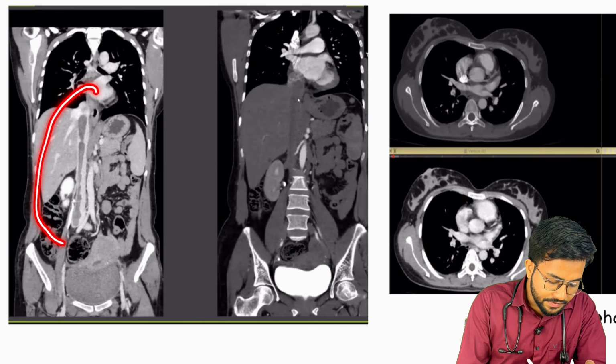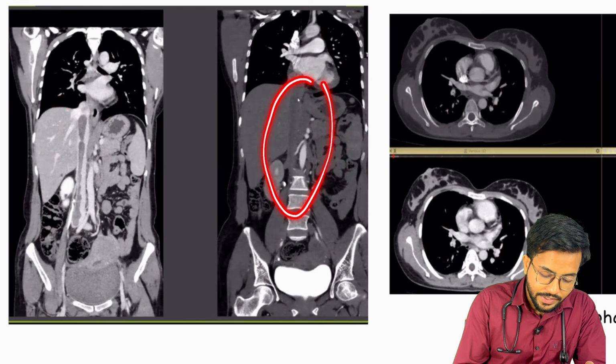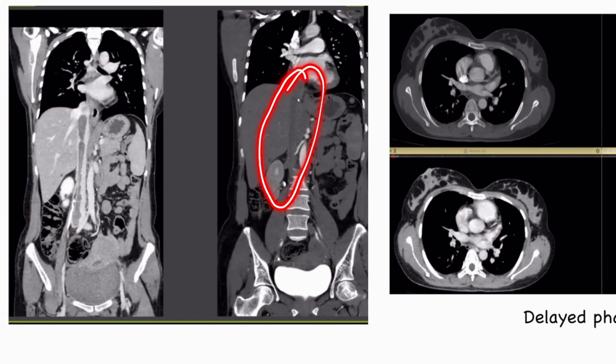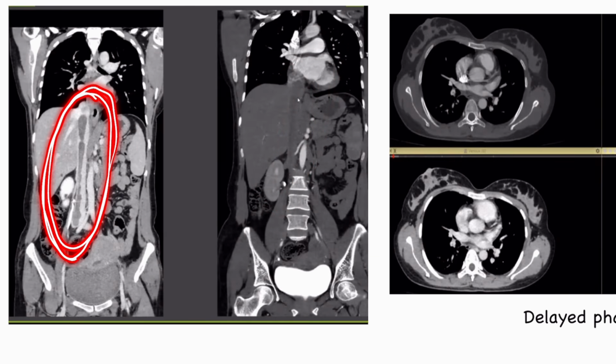Can you see this IVC? This and this side. It is very hard to delineate that something is here, but in this there is such a large thrombus, and this is a delayed phase imaging. And just see, if you had not taken this delayed phase imaging, you would for sure miss this thrombus.